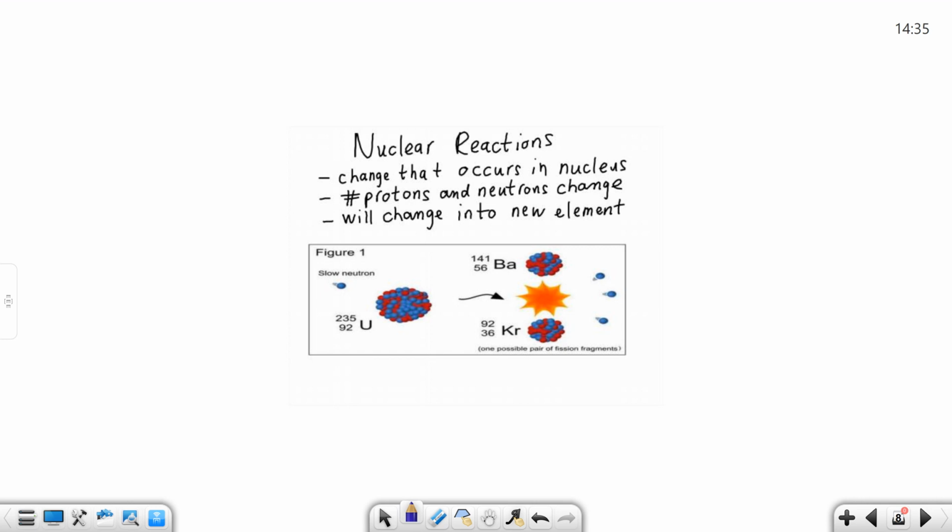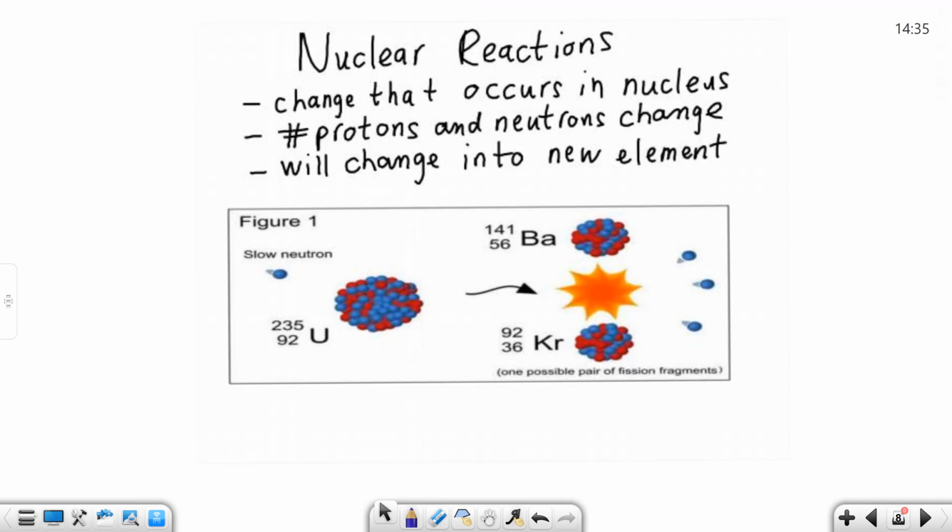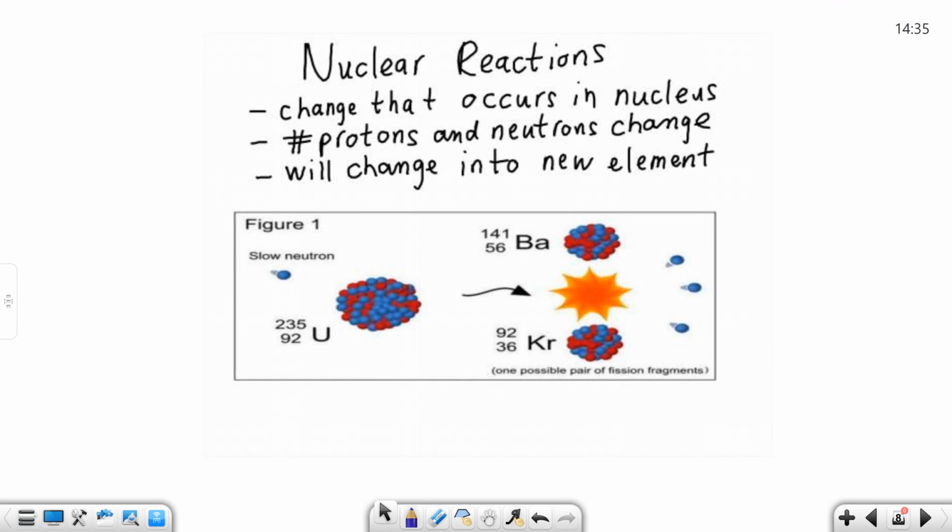All right, and we are looking at basically what are nuclear reactions. We're going to look at the types of nuclear reactions that are out there, and then we're going to look at pros and cons of nuclear power as well, where these reactions take place.